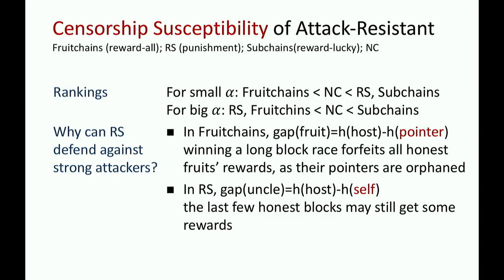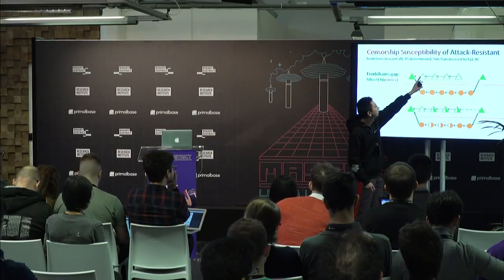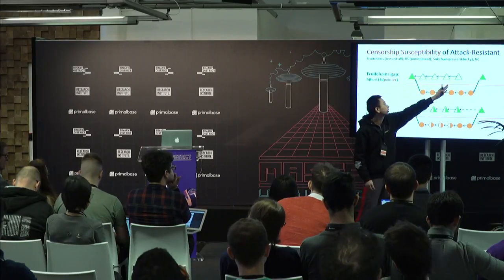However, in reward splitting protocol, the last few honest blocks may still get some rewards. It's not enough to orphan their pointers. You need to orphan a lot of blocks in a row. This figure should illustrate the problem. In fruit chains, if you orphan the pointer, then all these rewards are yours. You're safe with these rewards.